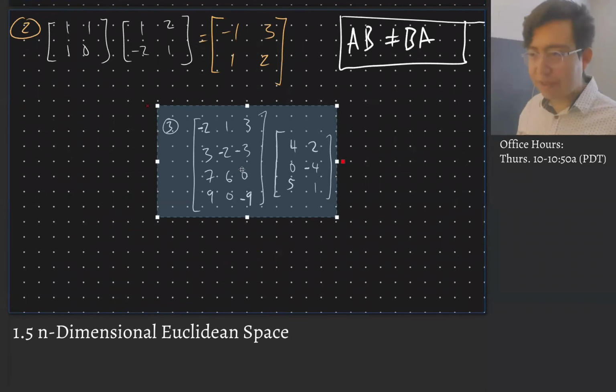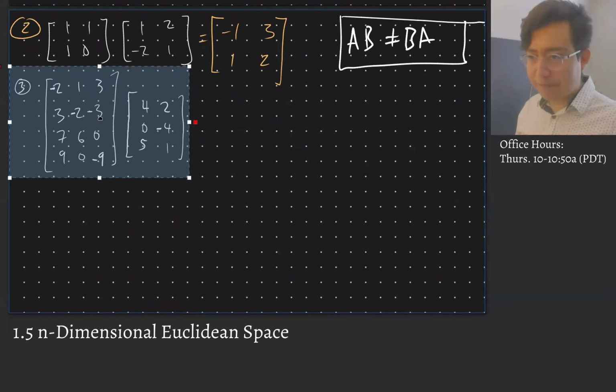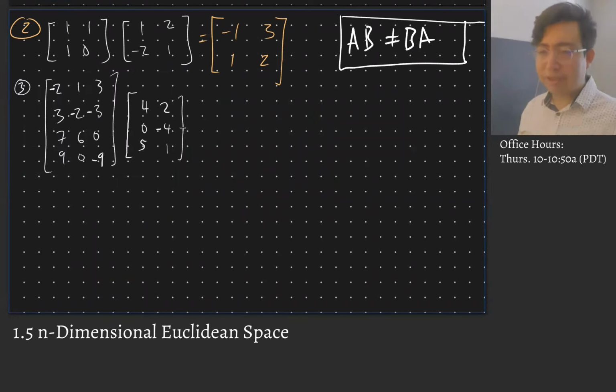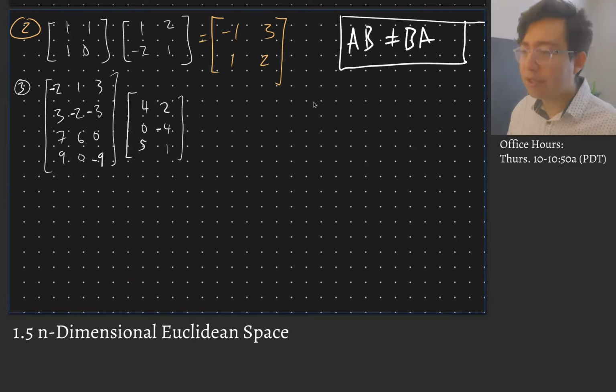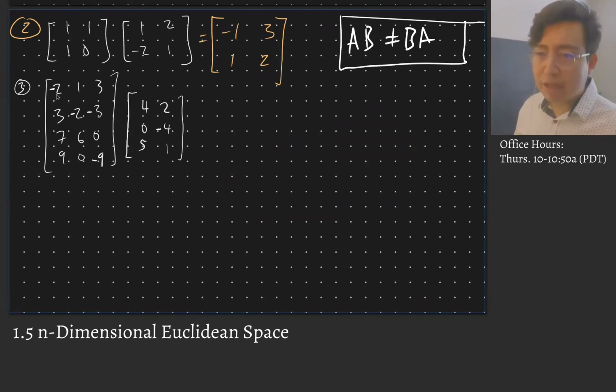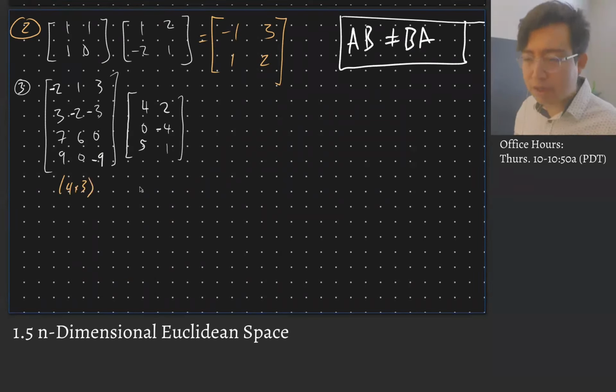I'm going to copy this last example down here so that we can work on it. Hopefully I have enough space here. Let's work on this example here. This one's much bigger, right? So first of all, how big is the final answer going to be? This has 4 rows and 3 columns, so this is a 4x3 matrix. Now this one here has 3 rows and 2 columns, so we'd call this 3x2.